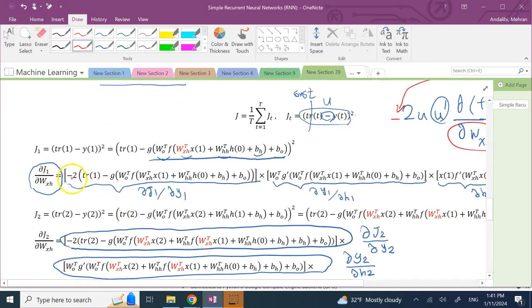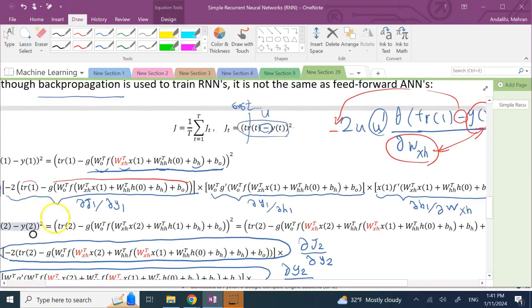This first part is negative 2 times u. All of this bracket is that u, because u is the target minus y1, and this is the target, and this is y1. So that is basically the partial of J1 with respect to y1, and we'll talk about it. Let's not focus on that right now.